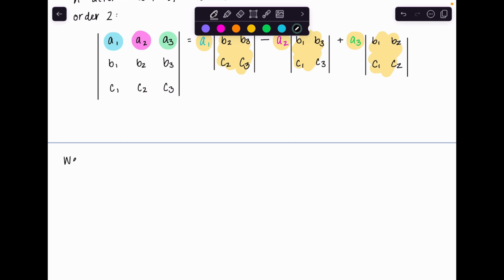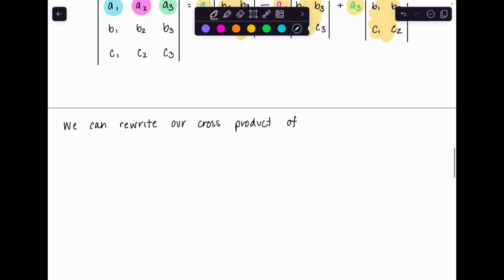So we can rewrite our cross product of A, which we're getting is that vector A1, A2, A3. I'm going to write this out as I, J, K. And the vector B, which is B1, B2, B3, we're going to write that in terms of I, J, and K.